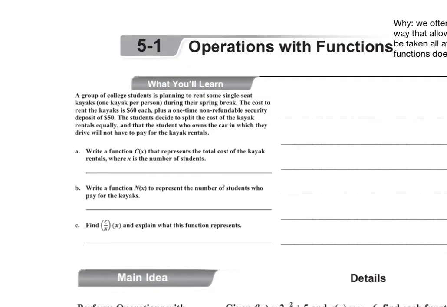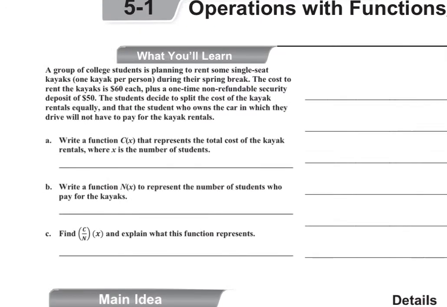Some of the more interesting and complex versions of this will be a situation like this. A group of college students is planning to rent some single-seat kayaks, one kayak per person, during their spring break. The cost to rent the kayaks is $60 each, plus a one-time non-refundable security deposit of $50. The students decide to split the cost of the kayak rentals equally, and that the student who owns the car in which they drive will not have to pay for the kayak rentals.